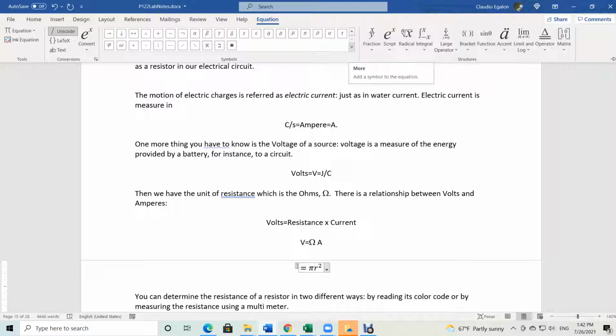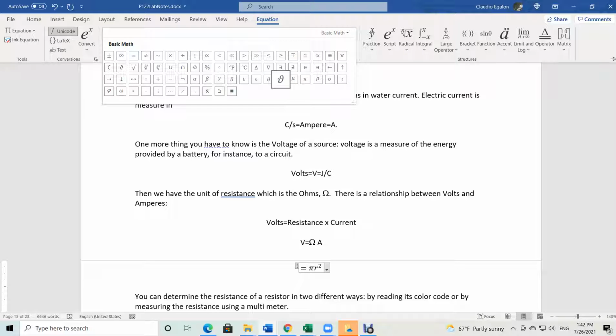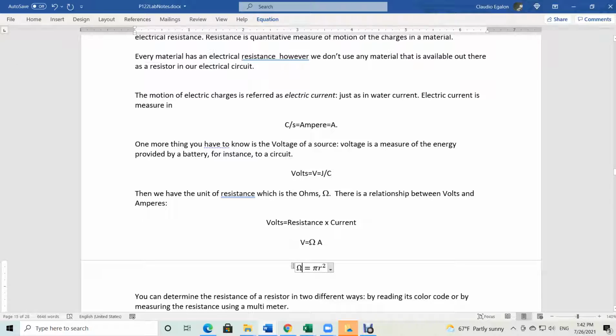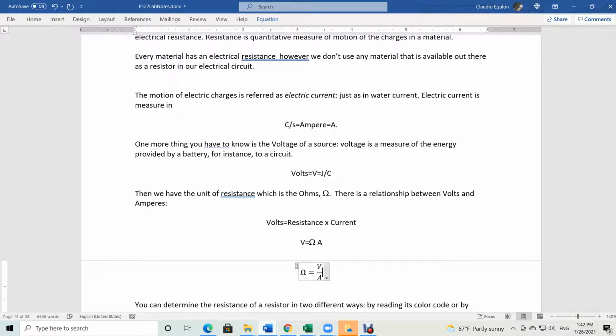Okay, I gotta go elsewhere. I don't have ohms here in this pane. Let me get here ohms, Greek letters. Here you go. Ohms, last letter of the Greek alphabet. It's volts divided by amperes, capital A.